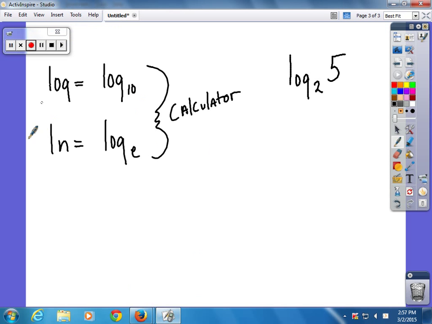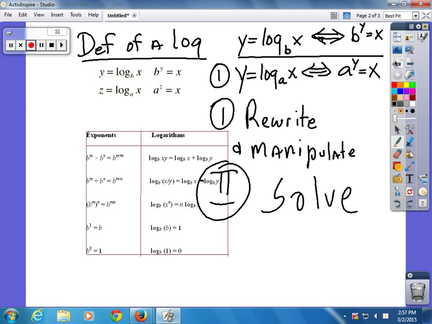Now basically, when we study, I'm going to go back to the definition of a logarithm. There's the definition of a logarithm right there. We're talking, oh, I'm sorry. We're talking about a glorified exponent.